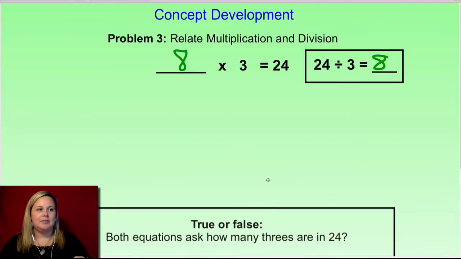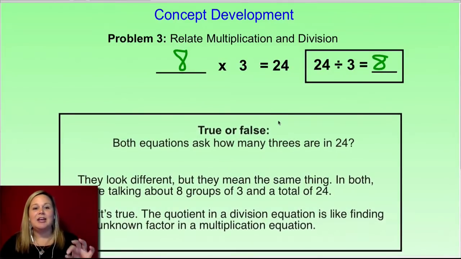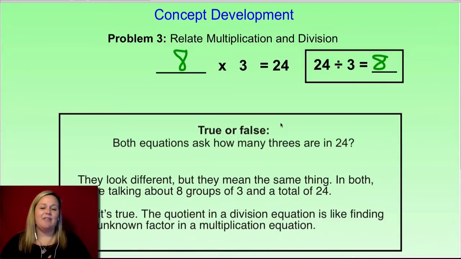Okay, let's share. Here we go. Okay, so they look different, but they actually mean the same thing. In both of those equations, we're talking about 8 groups of 3 and a total of 24. So it's true. The quotient in the division equation is like finding the unknown factor in the multiplication equation. Remember, we talked about that when we were explaining it a little bit before. These are related to each other, okay? So even though they look different, they're really asking the same thing. They're meaning the same thing, okay?